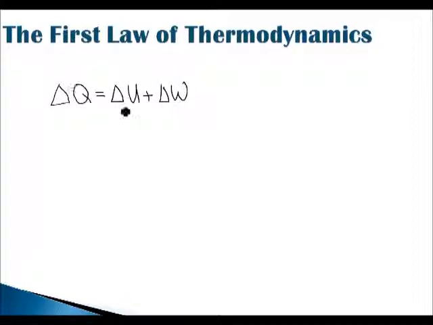Okay, so we know that in a thermodynamic system, the change in heat is just the sum of the change of internal energy and the change in work. Another way you can write this is just by rearranging the equation and putting it in terms of internal energy. So that's delta U equals delta Q minus delta W. So the change in heat minus the change in work is the change in internal energy.